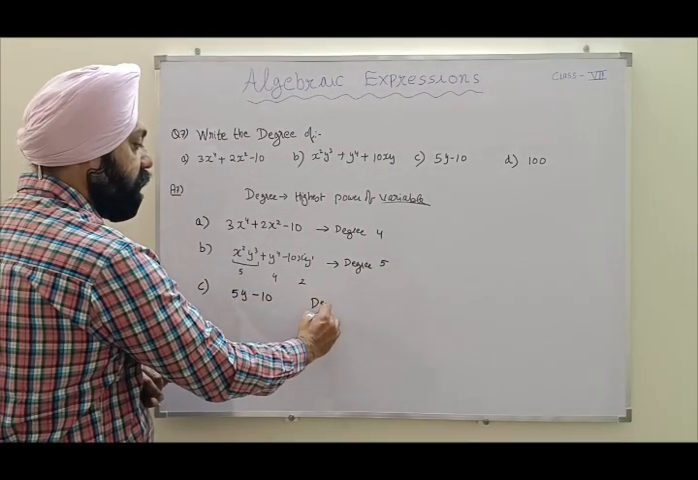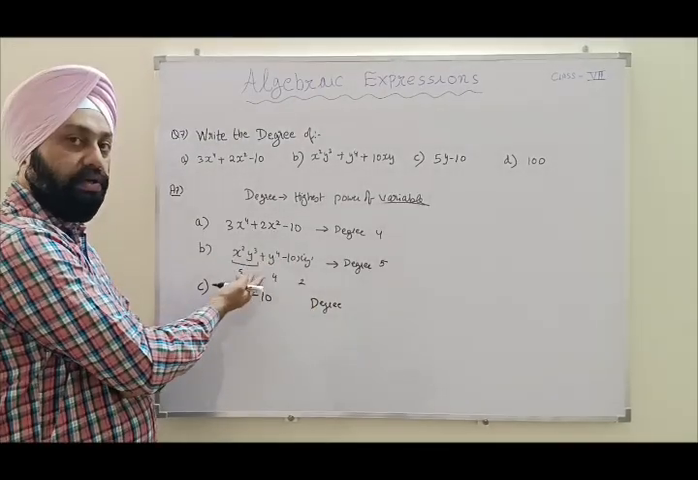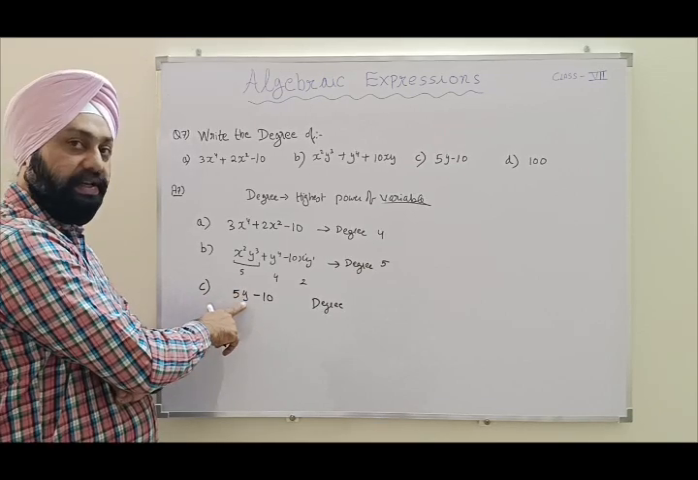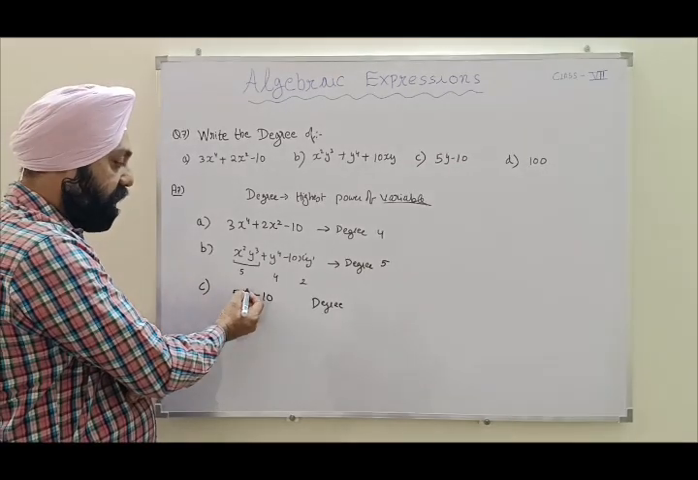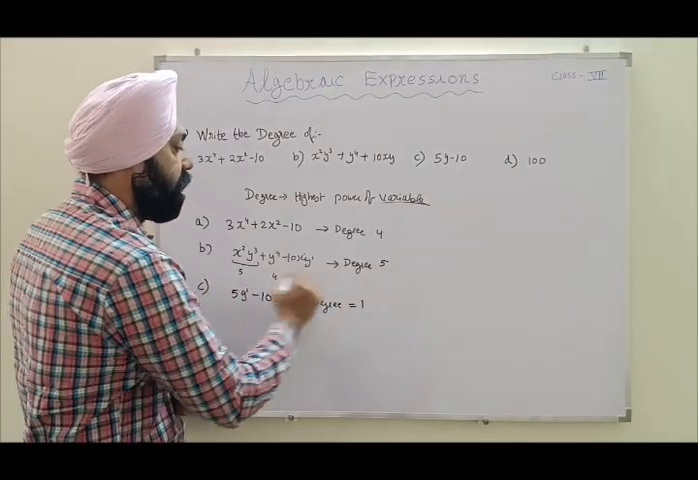So moving on to the C part, it is 5y minus 10. It is very simple because there is a single variable, so we don't have to apply the rule as we did in the above expression. Whenever there is nothing written on the variable, it means that its power is 1. So the degree is 1.